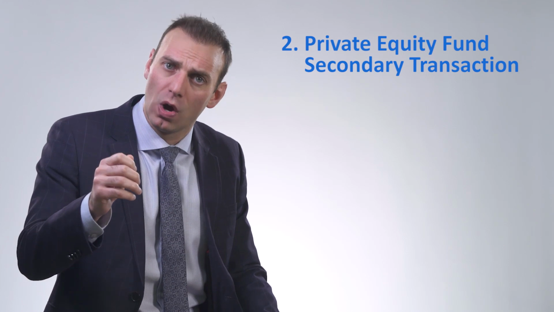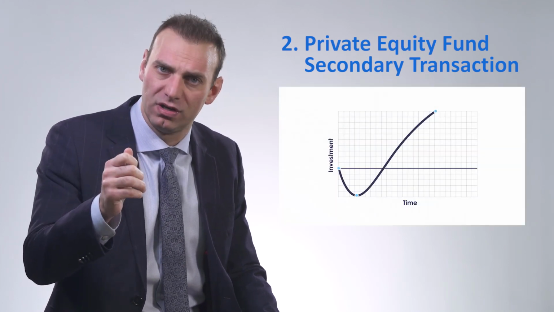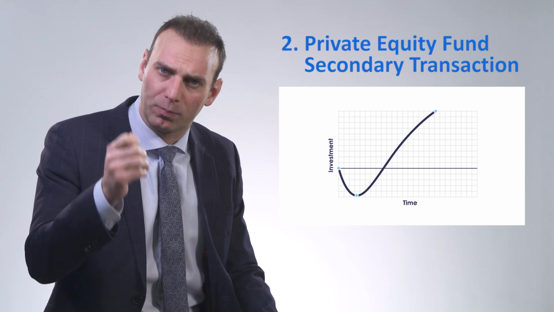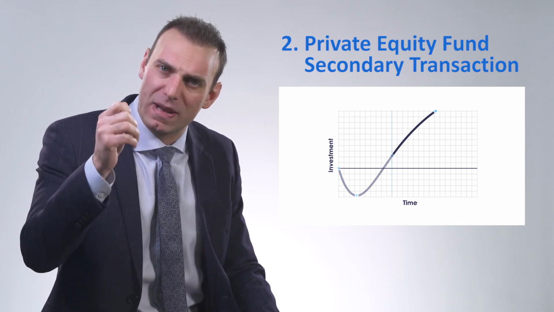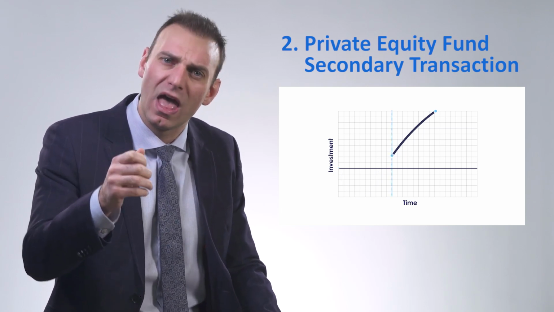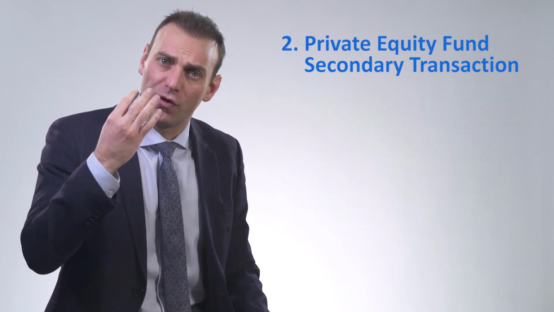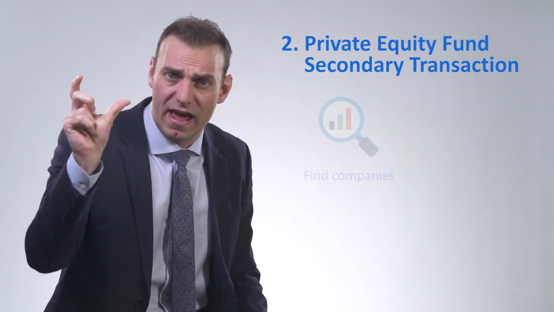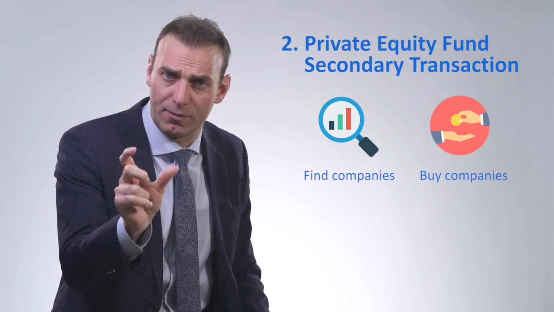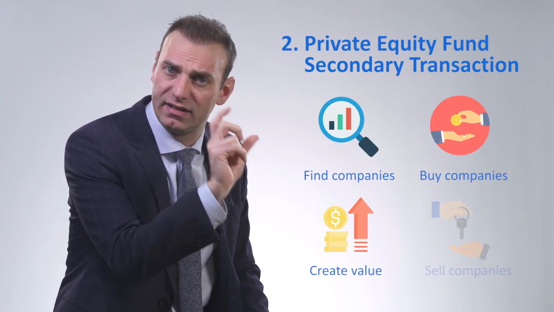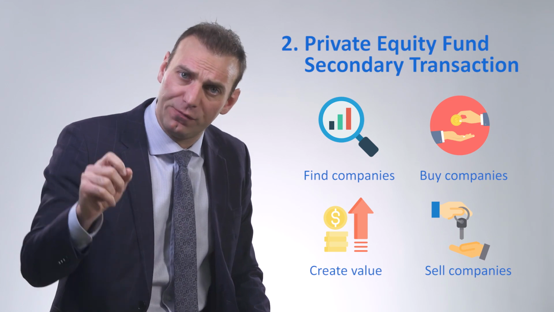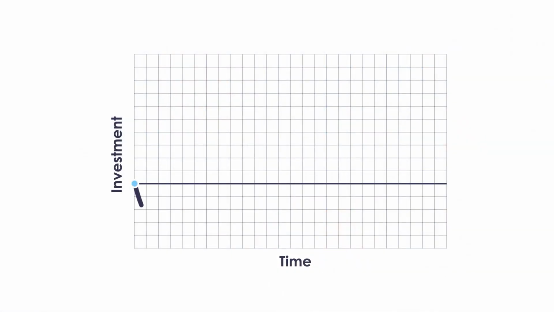Now let's look at a private equity fund secondary transaction. To do so, we're going to build upon our last video of the J-curve, where we said that through a private equity secondary transaction, you can mitigate the J-curve. A private equity fund has four main things that it does. It finds companies, buys companies, creates value in companies, and sells companies. When a private equity fund finds companies and buys companies, that's the negative portion of the J-curve. When it creates value and sells companies, well, that's the positive portion of the J-curve.